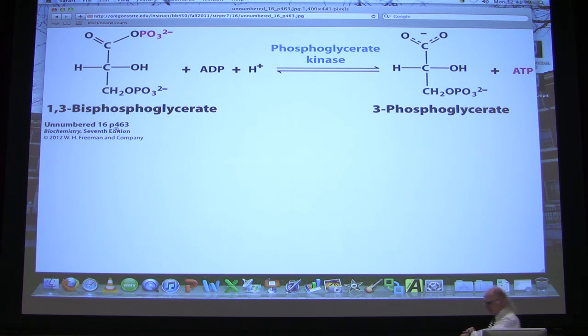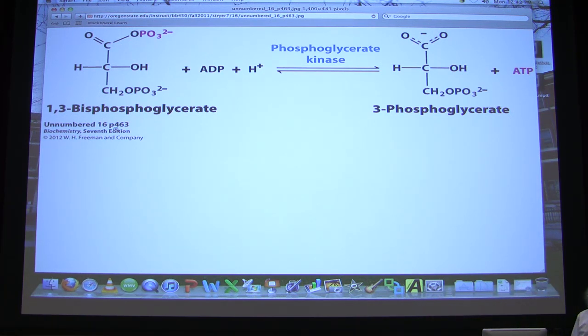It turns out there are 3 ways of making ATP. One is what you see on the screen. It's what's known as substrate level phosphorylation. In this mechanism, a high energy molecule is transferring a phosphate to ADP to make ATP. That's only one of 3 ways that cells make ATP.